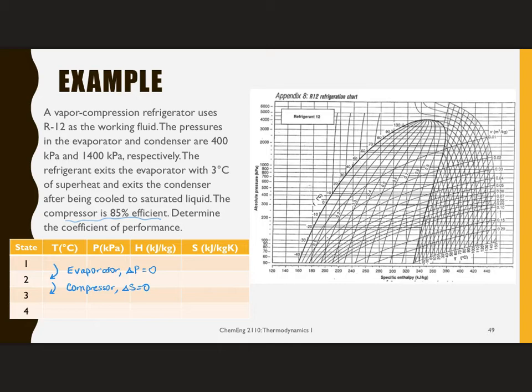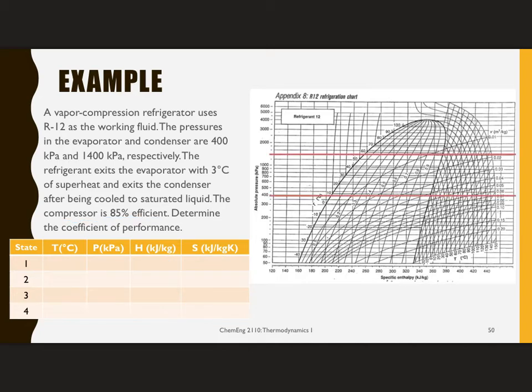After the compressor is our condenser. For the condenser, we are assuming again that delta P is equal to 0. And finally, we're going to go back to our original state with a Joule-Thomson valve or a throttling valve, many names that you might call this one. For this valve, delta H is going to equal 0. So these are our basic facts that we're going to be working with.